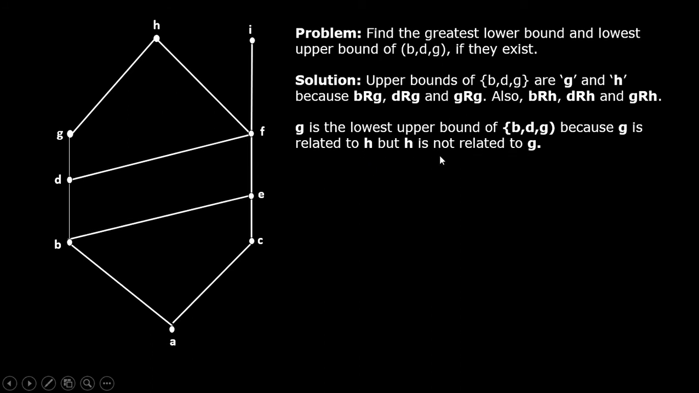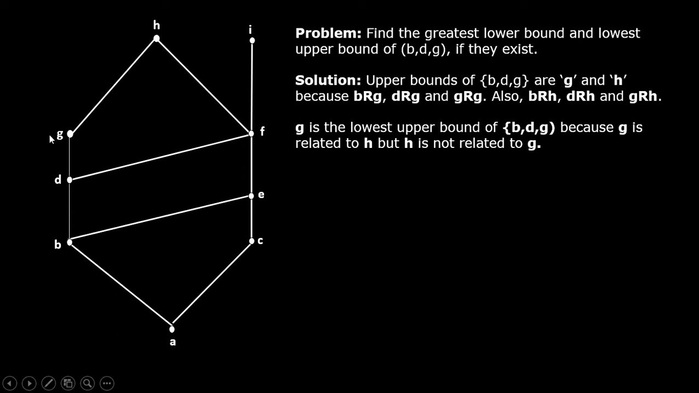So as per the definition of lowest upper bound, X must be related to all the elements of the subset, which is called the subset of the upper bound. So if the subset U is represented by G and H, then G or H must be related to all the elements of the subset U. We can see that G is related to G and G is related to H. G is related to itself and G is related to H. But H is related to itself, but H is not related to G.